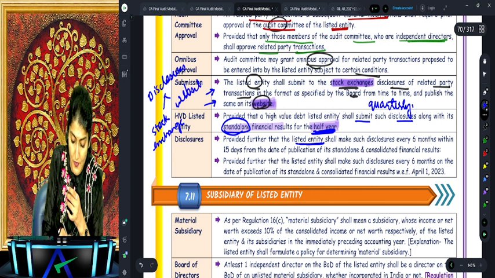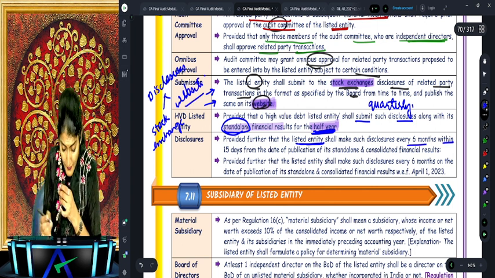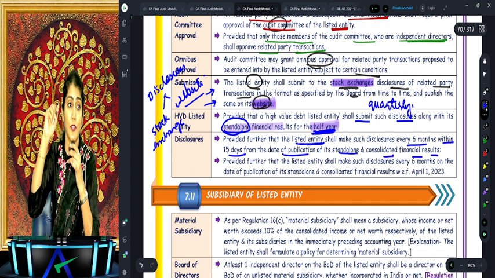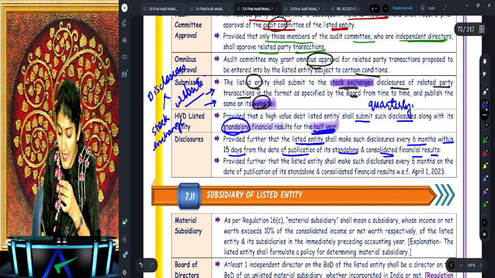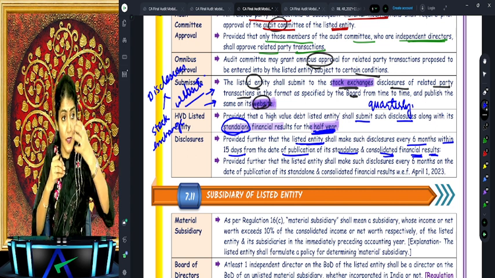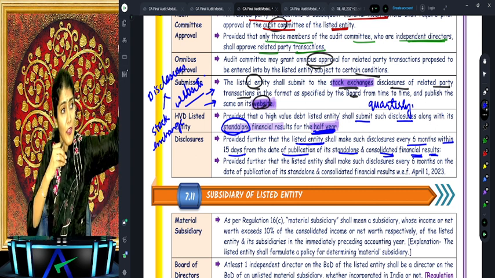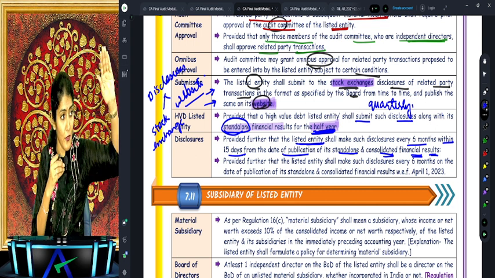When these disclosures are to be given, it says every 6 months within 15 days from the date of publication of standalone and consolidated financial results. So every 6 months within 15 days from the date of publication of the standalone and console result. So today, if the listed entity publishes a standalone and console result, from today within 15 days, it has to give the details to the stock exchanges and also put it on the website.